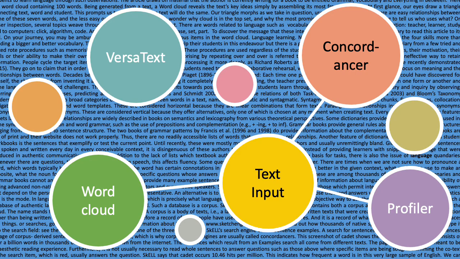VersaText has 4 pages. A whole text can be represented in a very customizable word cloud, and the words in the text can be shown in the concordancer in various formats. The words are also classified in a number of ways in the profiler.